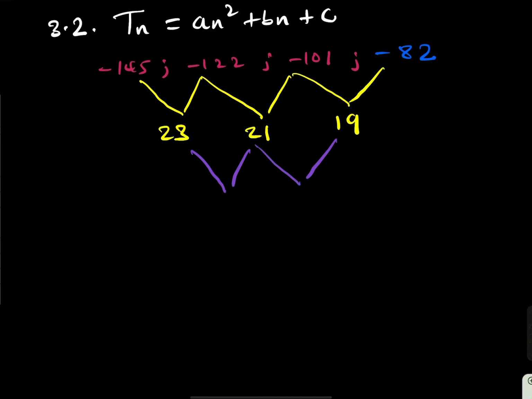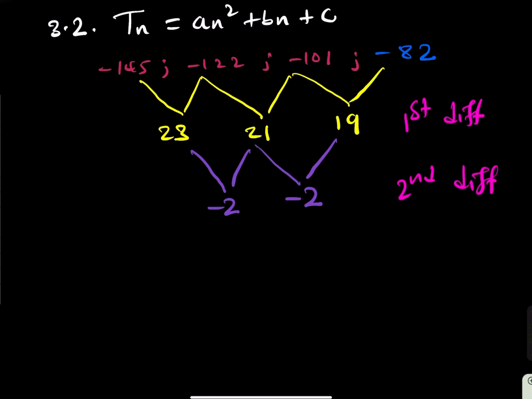Let's get our second difference. This is going to be negative 2, and here it's also going to be negative 2. So we get the first difference and then the second difference. Please do this when you're in the exam, it will help you. You want to get the values of A, B, and C here.